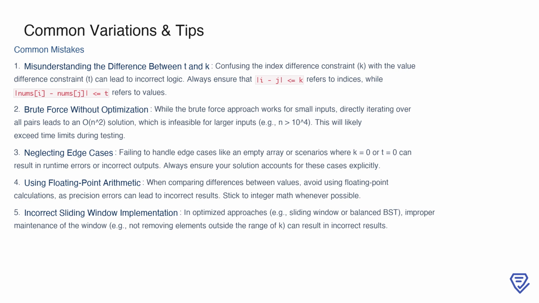Additionally, edge cases like an empty array, or when k and t are 0, can cause runtime errors if not explicitly handled. It's important to account for these scenarios in your code. Lastly, be cautious with floating point arithmetic when comparing value differences, as precision errors can arise. Stick to integer-based calculations for accurate results. And if you're using an optimized approach like a sliding window or balanced BST, make sure you properly manage the window. Failing to remove elements outside the range of k can lead to incorrect outputs.